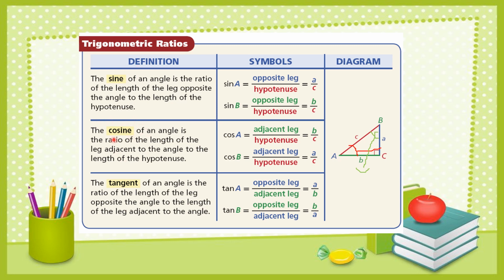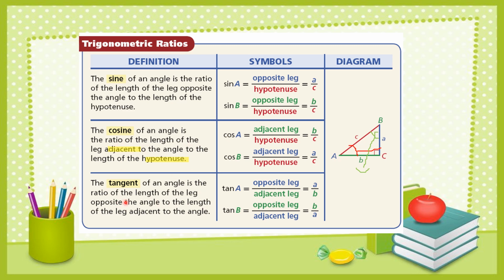Same with our cosine. The definition of a cosine is the ratio of the length of the adjacent leg, remember the word adjacent, to the angle, over the length of the hypotenuse. So for angle A, by definition, adjacent divided by hypotenuse. The adjacent of A is side B divided by C. For cosine B, the adjacent is A divided by C.